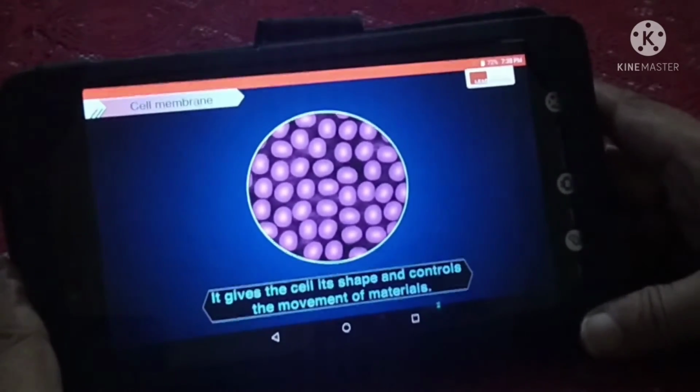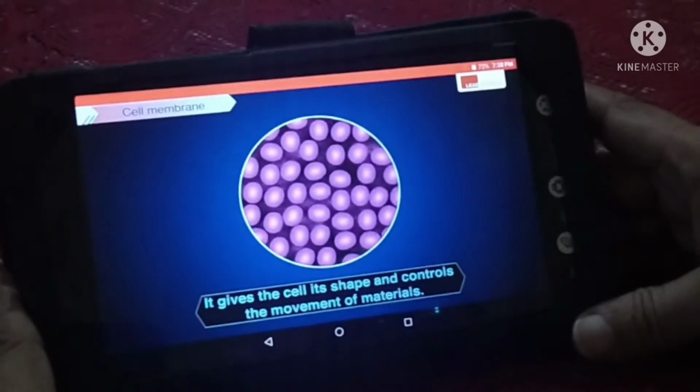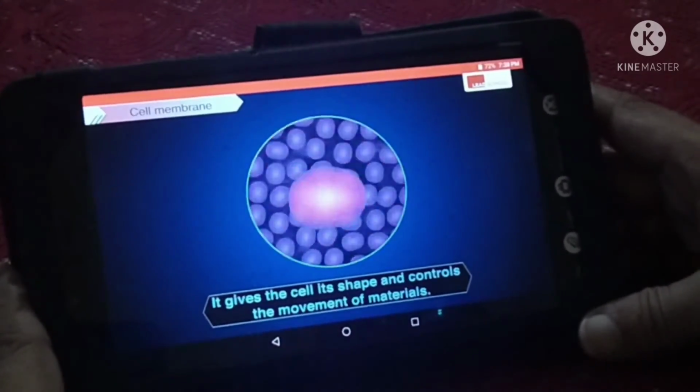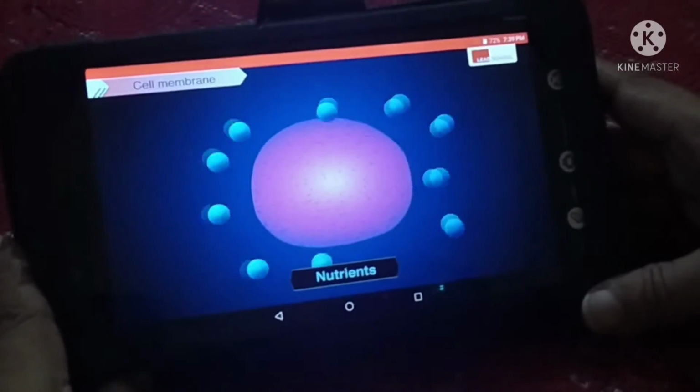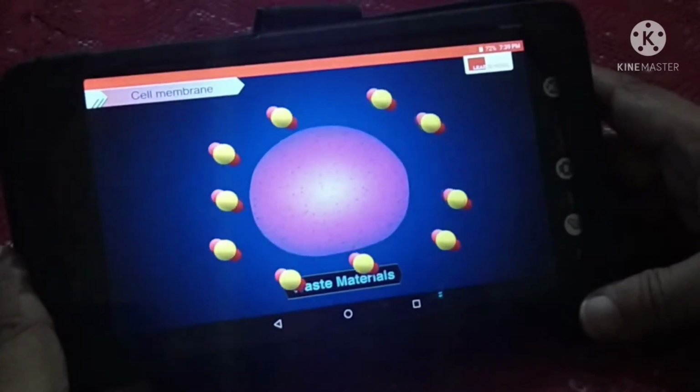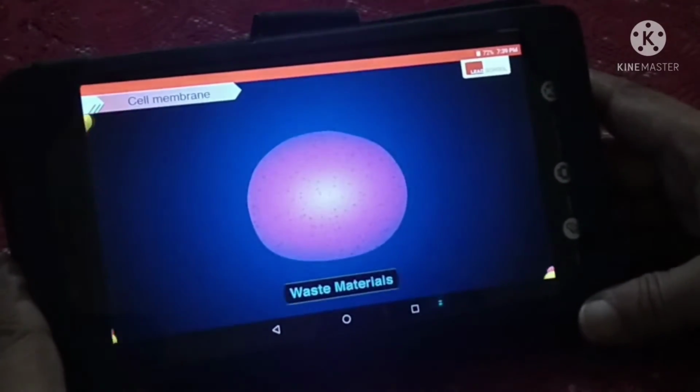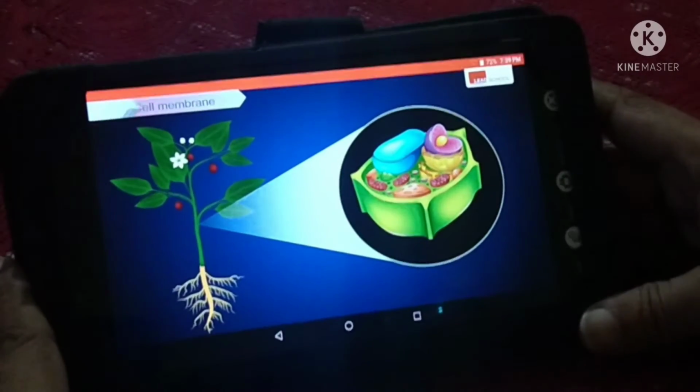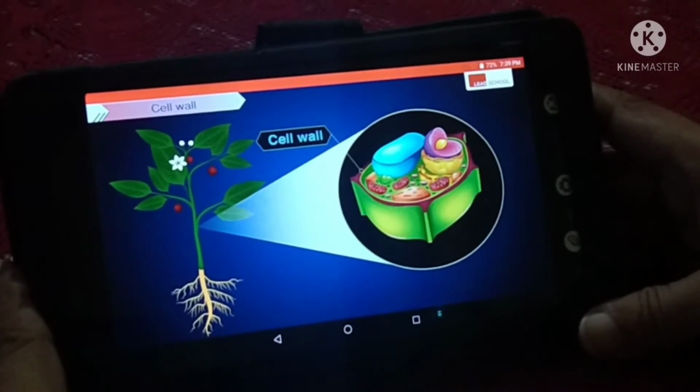The cell membrane maintains the cell's shape and controls the movement of materials in and out of the cell. For example, it allows nutrients to pass in and waste materials to pass out. In addition to the cell membrane, plant cells also have a cell wall which surrounds the cell membrane.